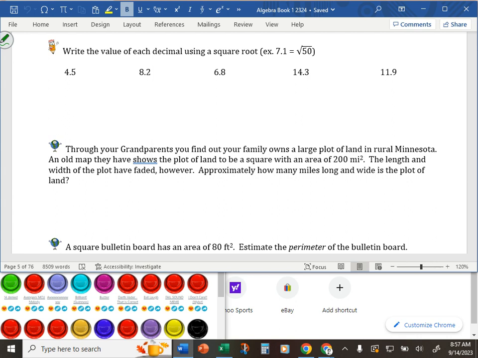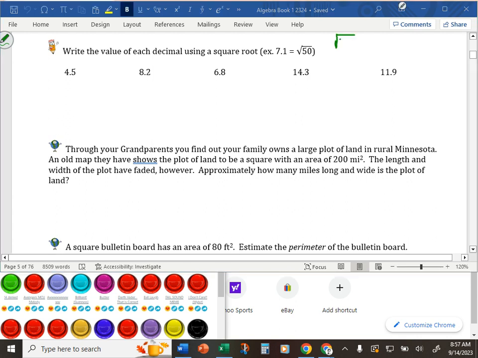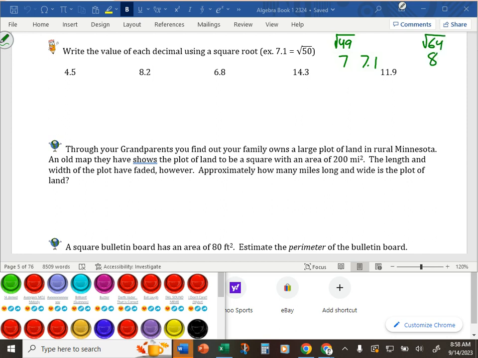Priya? Because that 7 is a root of 49 and it's only 1 off. Yeah, we know that the root of 49 equals 7, but we're just beyond that. We're 7.1. We're a little bit past 7. We know that root 64 is 8, right? So we're somewhere between root 49 and root 64, only being a little bit past 7. That's probably going to be root 50.